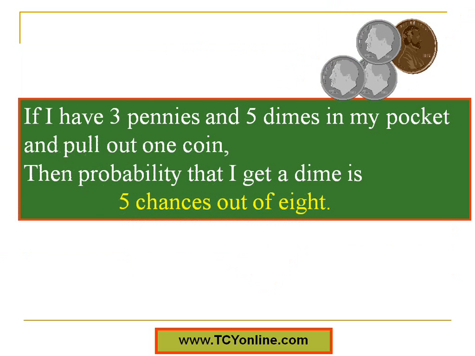So I can also say that if there are 3 pennies and 5 dimes in my pocket, and I pull out 1 coin from it, then probability that I get a dime coin is simply 5 chances out of total 8 chances. Because there are total 8 coins in my pocket, and out of which 5 are dime coins.